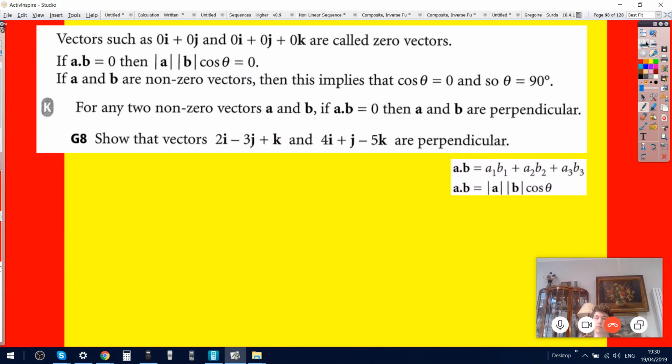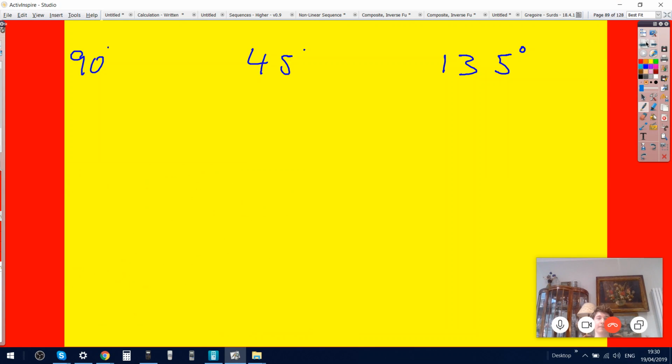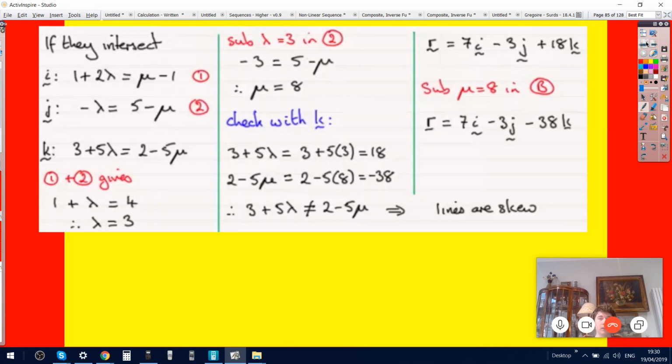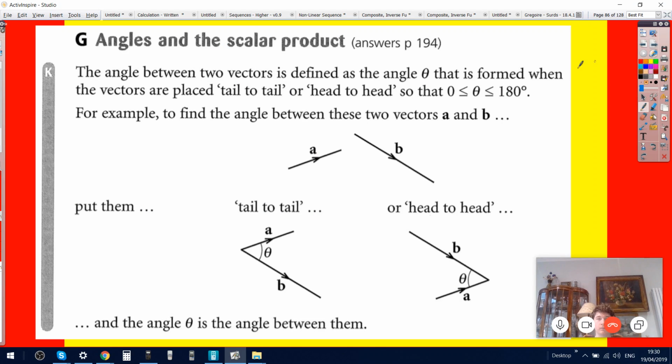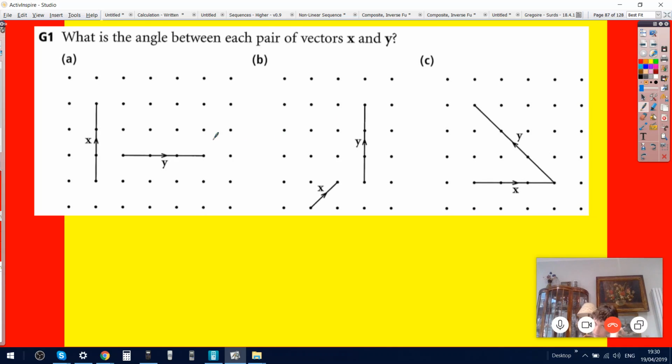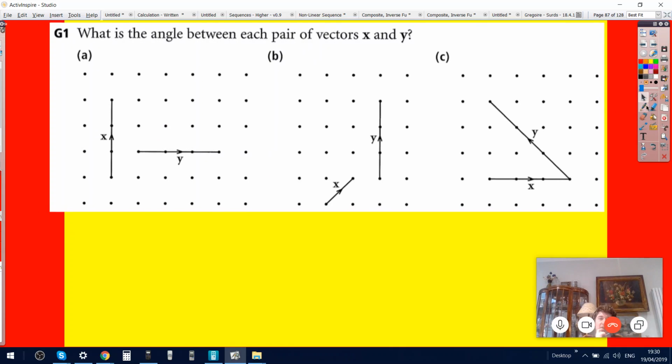Dot product. This is it. Okay, so this one, the angles and the scalar products, they call a scalar product. So you either put them head to head or tail to tail when you're finding the angle between them. Okay, what is the angle between the two vectors for each one? So for A, it's 90 degrees. Straight off the bat.